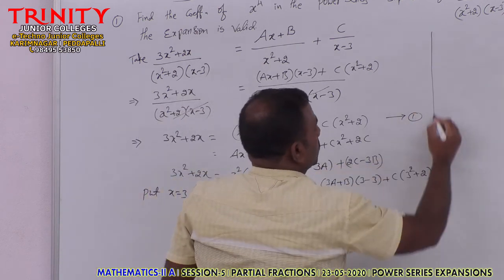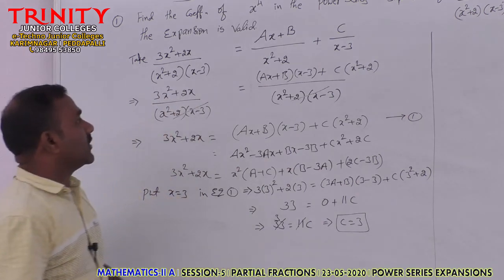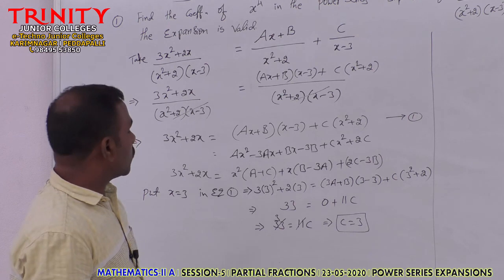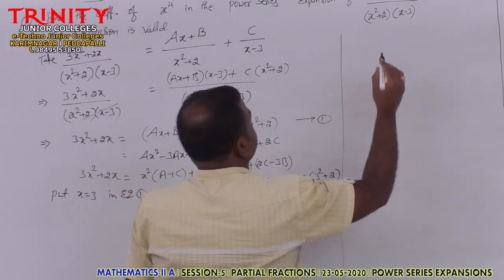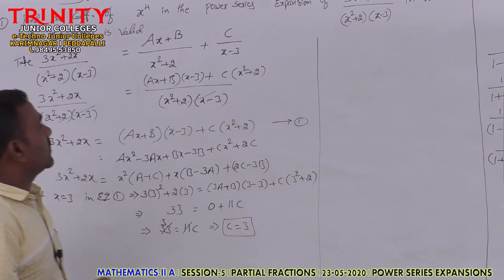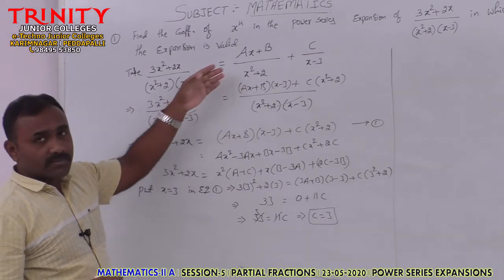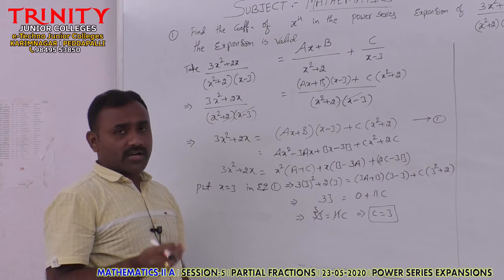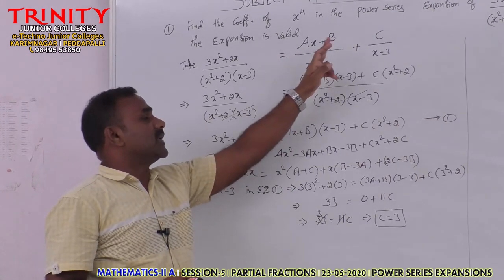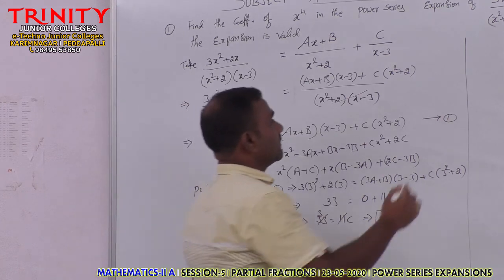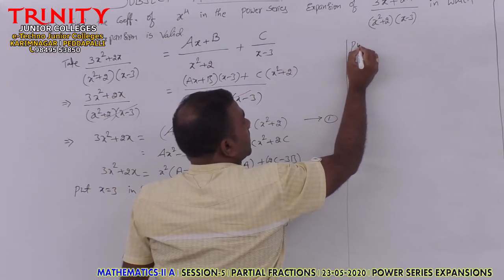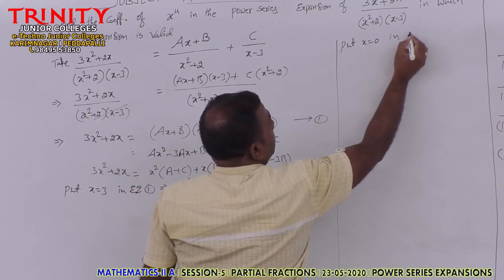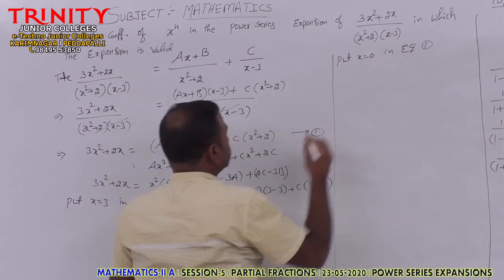Now we have to calculate the value of a as well as b. The value of a and b we have to calculate. In any partial fraction, if we substitute x is equal to 0, we'll get one condition in between a, b, c. In any partial fraction, we can take that condition. Put x is equal to 0 in equation 1.